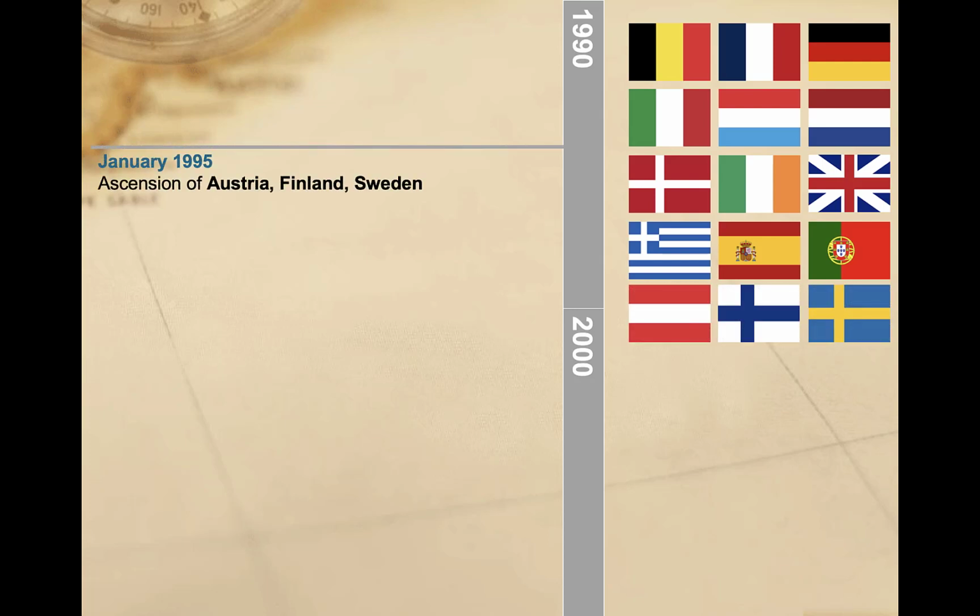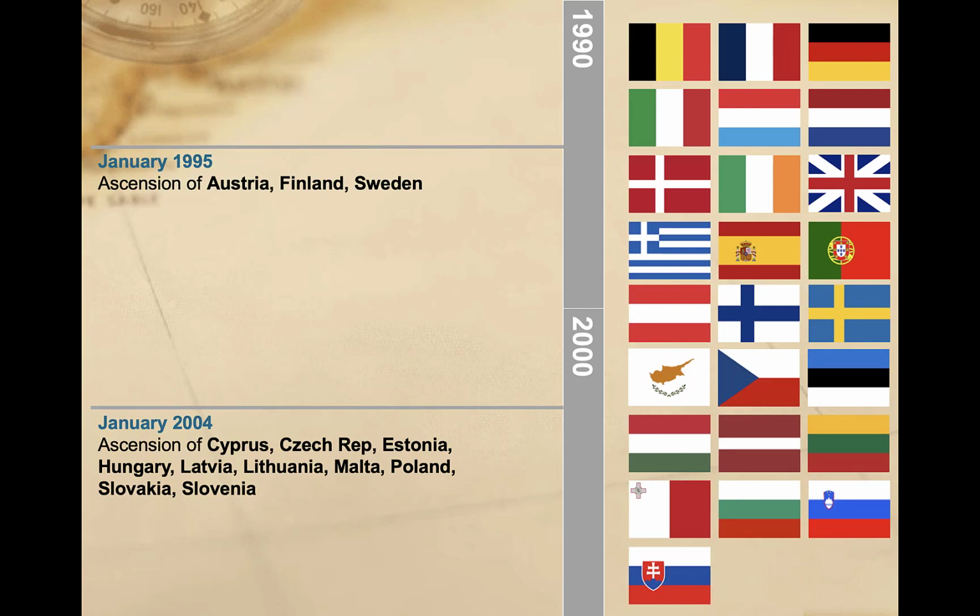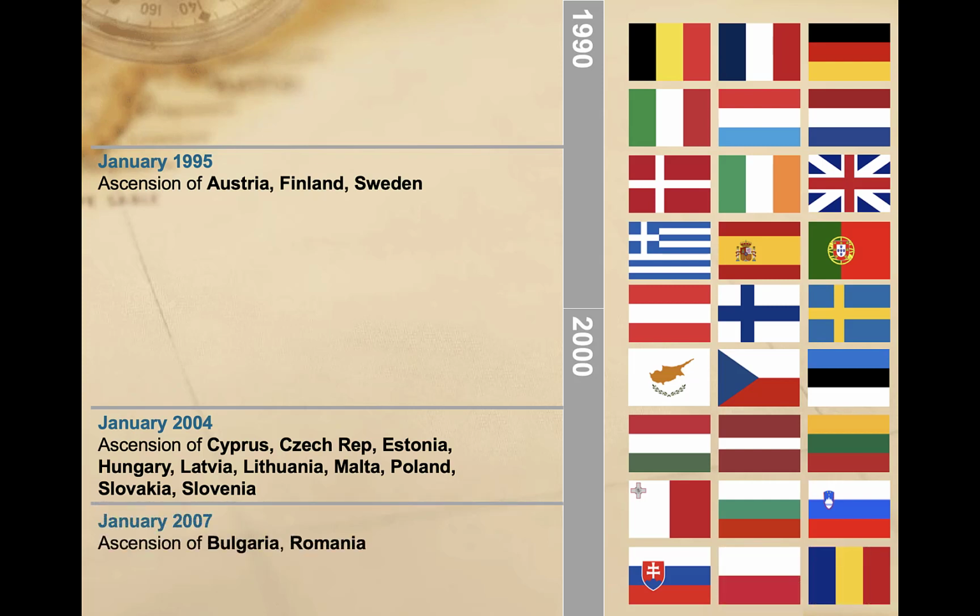In 1995, Austria, Finland, and Sweden joined. In 2000, 10 new states joined: Cyprus, the Czech Republic, Estonia, Hungary, Latvia, Lithuania, Malta, Poland, Slovakia, and Slovenia. And in 2007, Bulgaria and Romania joined, bringing the total membership in the European Union to 27 states. During this same period, the role and powers of the European Union also expanded.